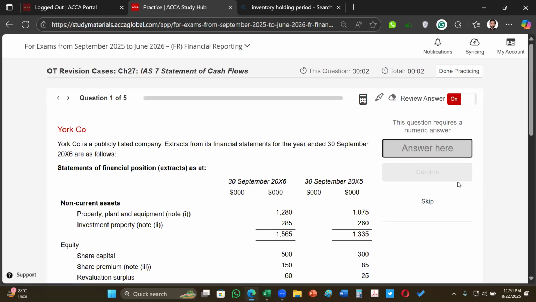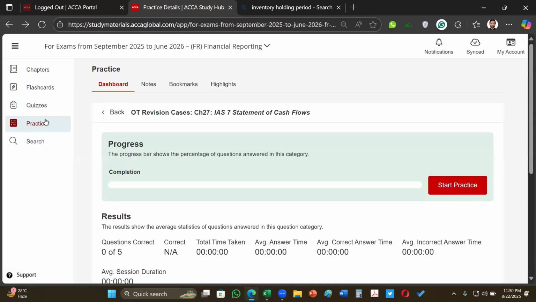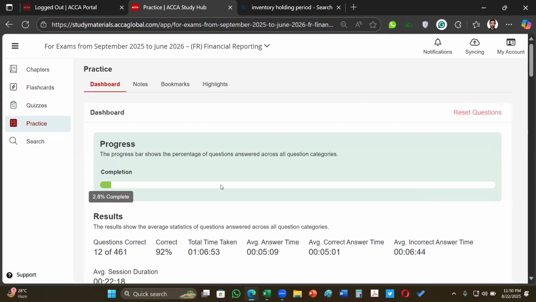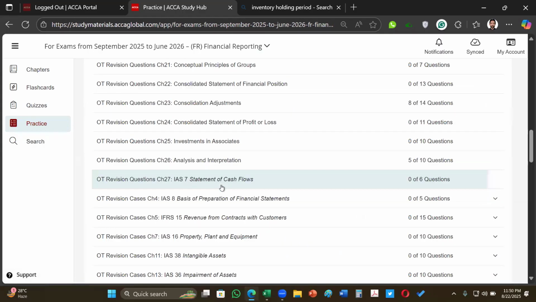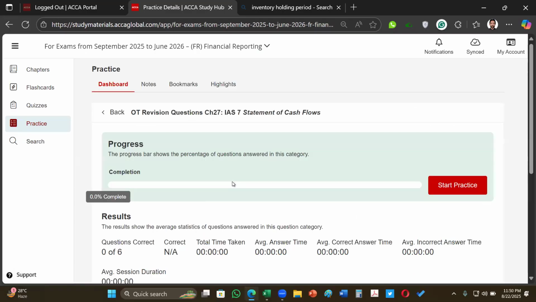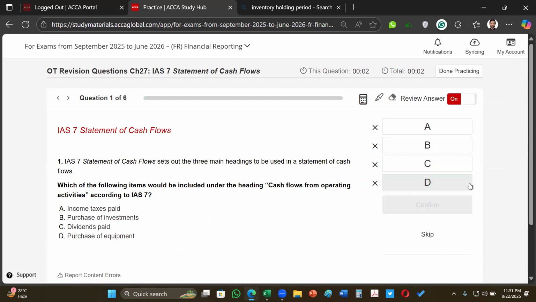You see, there are a lot of numbers involved. Okay, this is the other one. This is the section C style. This is the OT. These are the questions. So let's see how we can attempt this one.